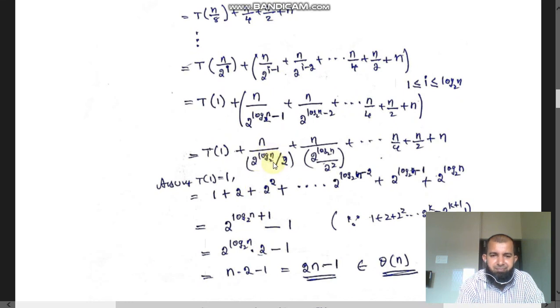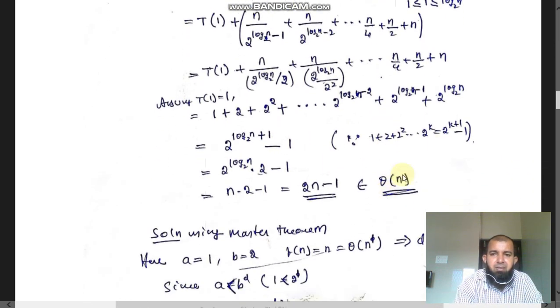So here you get 1 plus 2 plus 2 squared plus like this. In general, 2 to the power of log n base 2 plus 1, minus 1. Then n times that, it is equal to 2n minus 1. Just remove the constants: Theta(n).